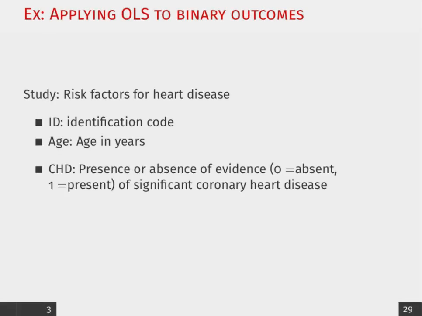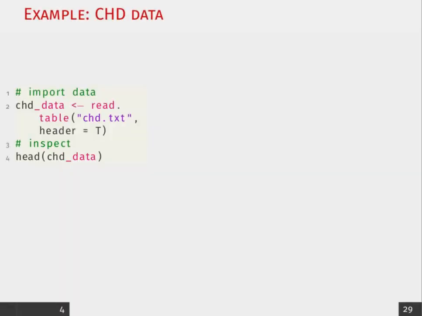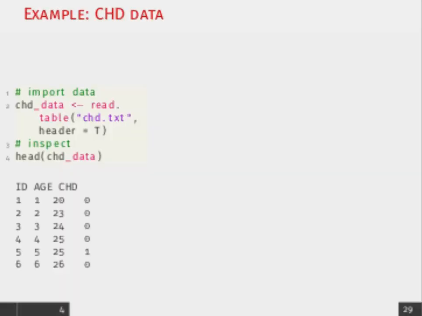And we have an identification code for each patient. Now, the outcome that we're interested in is going to be the presence or absence, so absence is 0, presence is 1, of significant coronary heart disease, or as I'm going to call it from now on, CHD. Now, we have 100 subjects, and our goal is going to be to explore the relationship between age and presence of CHD. Now, let's just take a look at the data.